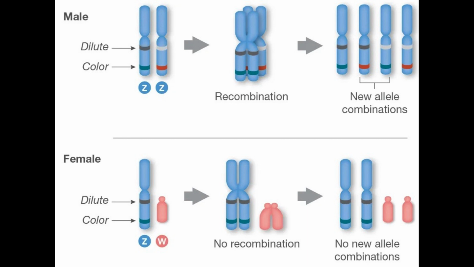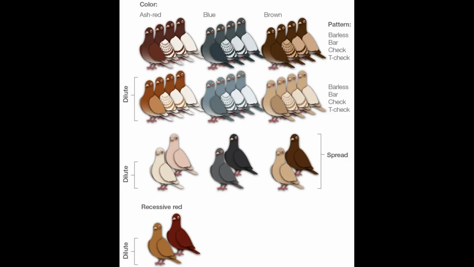Because dilute and color are also sex-linked, recombination happens only in males, top left. Since females have just one Z chromosome, there's nothing for it to recombine with, bottom left. When a mother passes a Z chromosome to her son, it's an exact copy of her own Z chromosome. This complication leads to some tricky problems in pigeons.